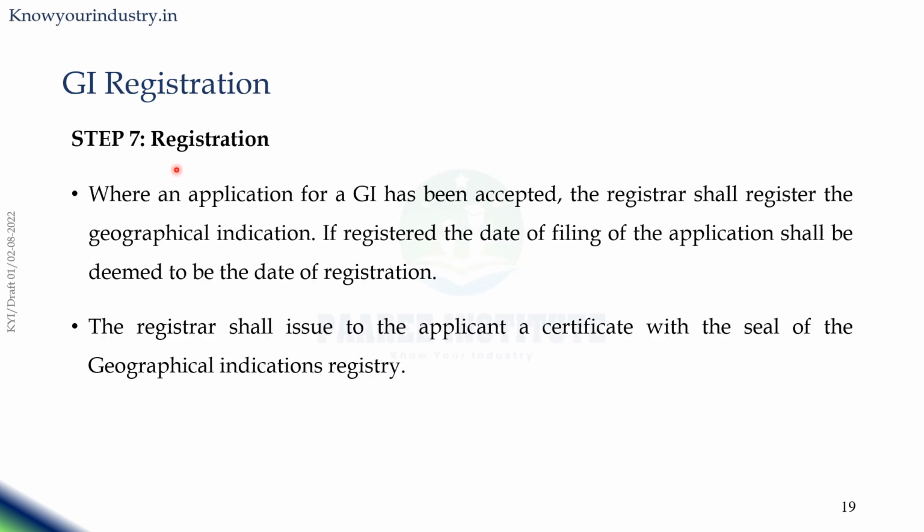After the opposition procedure, if the opposition case has been dismissed or the registrar accepts the GI, then the registrar shall register the geographical indication. If registered, the date of filing of the application shall be deemed to be the date of registration. The registrar shall issue to the applicant a certificate with the seal of the Geographical Indications Registry.